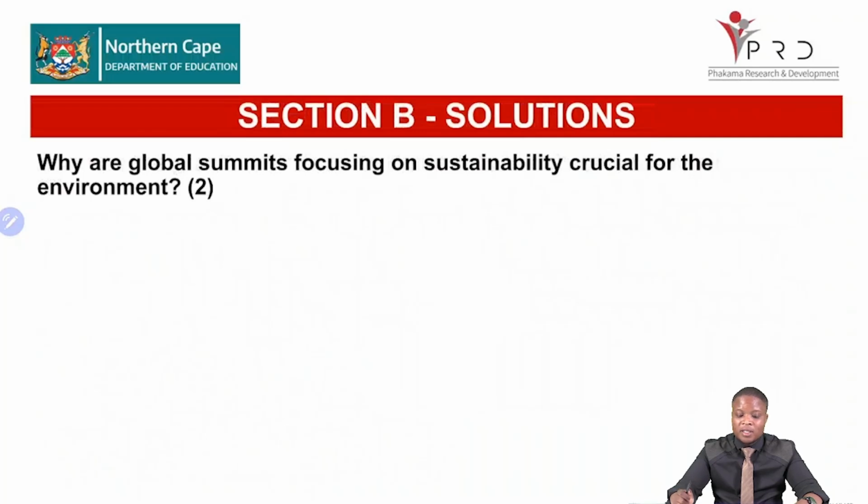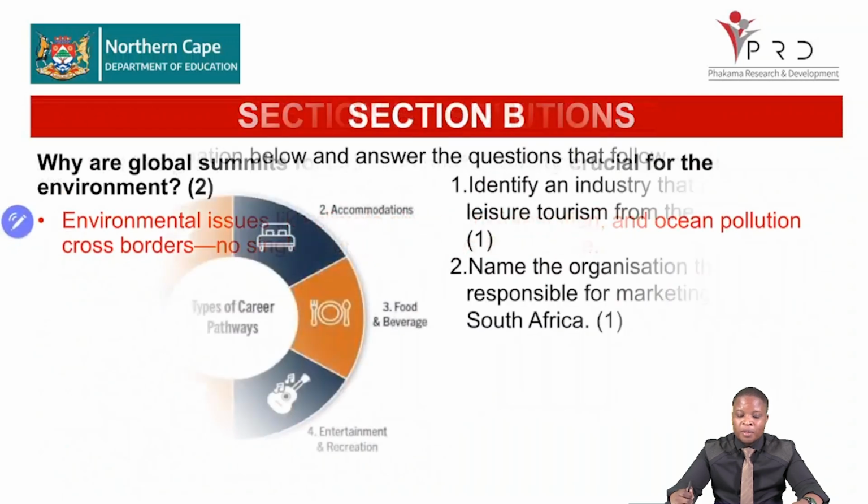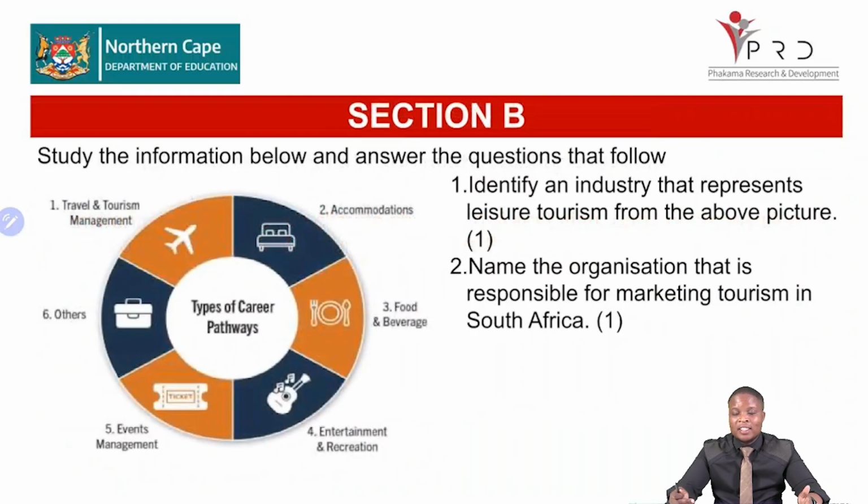Why are global summits focusing on sustainability crucial for the environment? Global summits like your Johannesburg summit, your Rio de Janeiro meetings, those meetings have been held to ensure that the sustainable development of the environment is taken care of. Why are they crucial? Why are they important? Environmental issues such as climate change, deforestation, ocean pollution are not affecting only one country and cannot be solved by one country. It needs cooperation between countries.